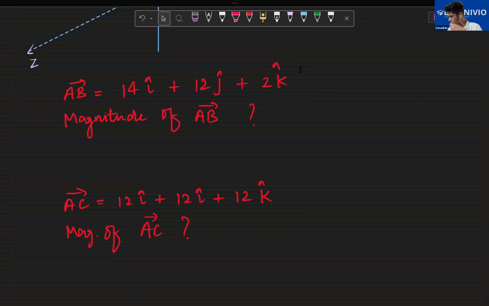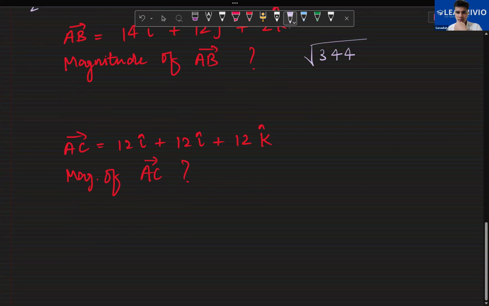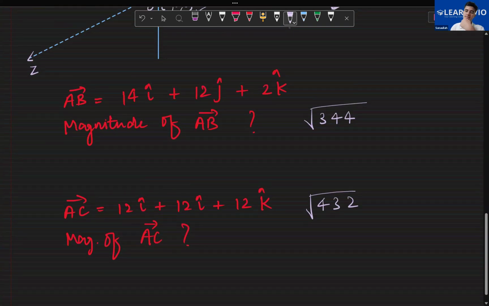Is the first one's answer root of 344? First one is under root of 344, and the second one root of 432. Okay, nice. And what's your answer, Shambun? Is the answer the same?